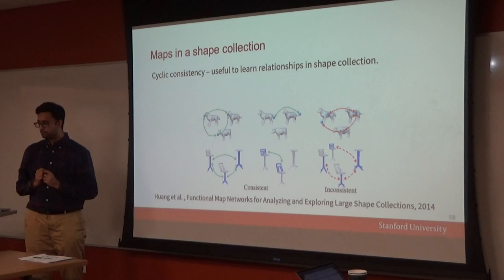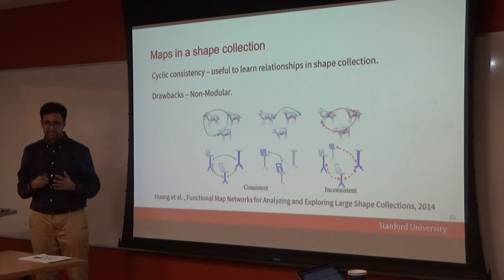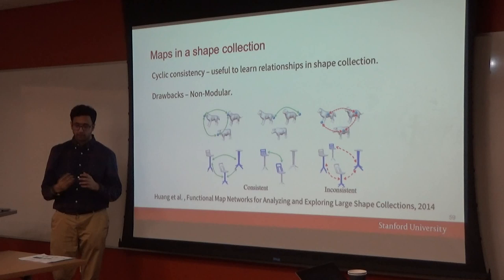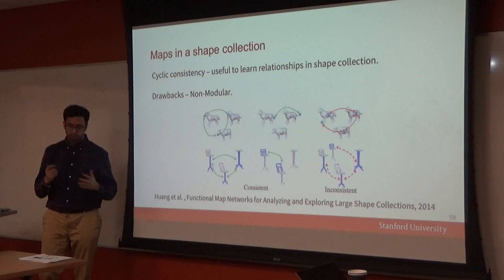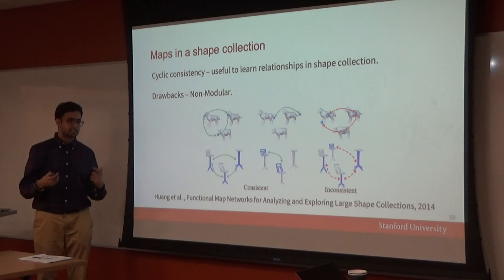The other challenge over here is that if I need a cyclic consistent setup, then I would first need to build maps between all pairs of shapes. Now, given a huge collection of shapes, building maps between all pairs of shapes increases quadratically with the number of shapes. And this can be extremely time consuming. So building, in some sense, a modular setup would help us. We would be able to parallelize this and thereby build these connections very easily.